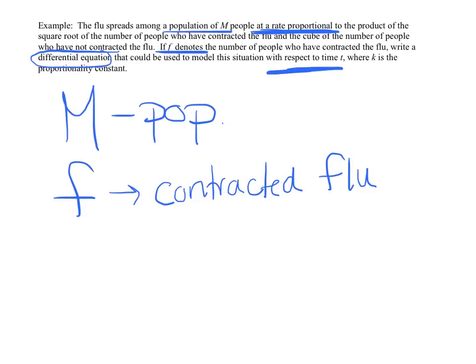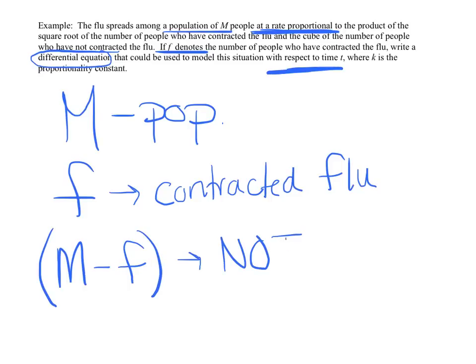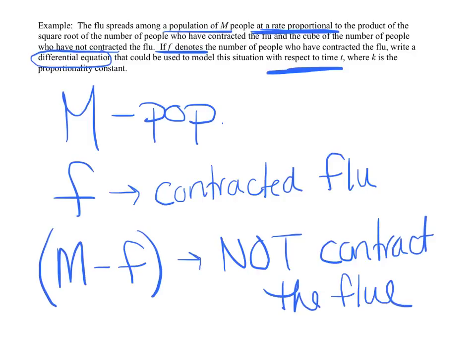Well, keep in mind, if F people contracted the flu, how many people did not get the flu or come in contact with the flu? I would say it would be the population minus the amount that did. So I'm going to say M minus F did not contract the flu. All right, now again, I told you, you've got to look for that word rate proportional. That's what gave it away. We spent a whole day doing topics that were rate proportional to another.